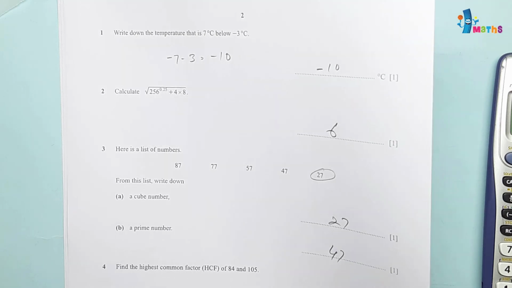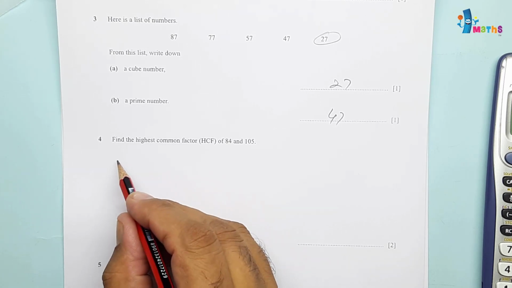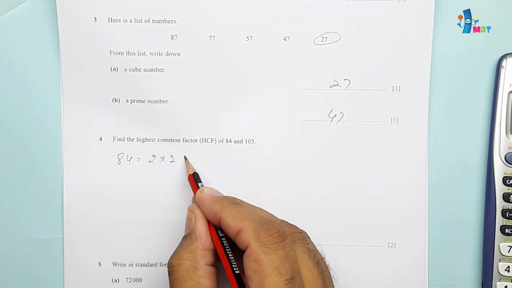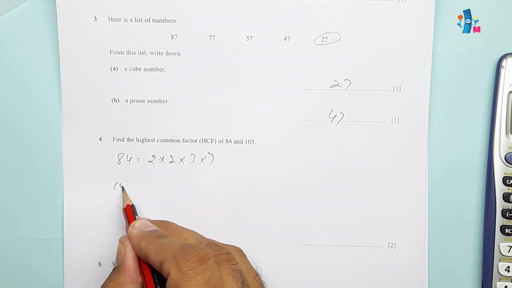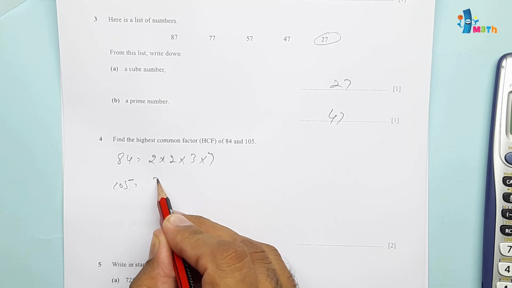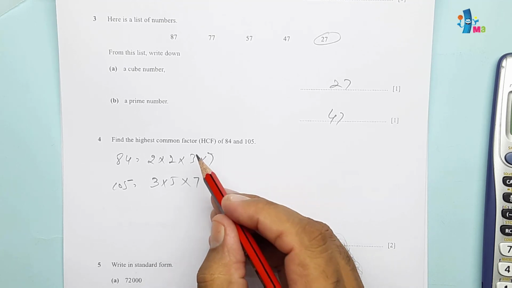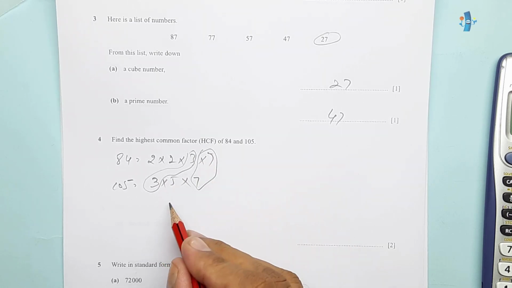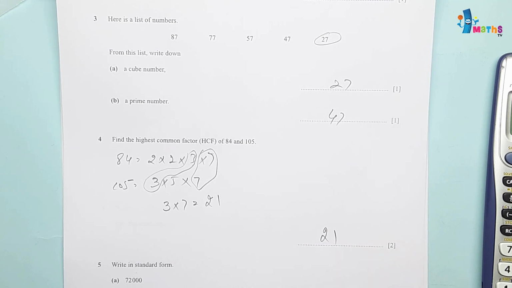Question number 4. Find the highest common factor, HCF, of 84 and 105. So the factors of 84 will be 2 into 2, 4 into 3 into 7. These will be the factors of 84, and the factors of 105 will be 3 into 5 into 7. So we can see these are the common factors. So this will be 3 into 7. This will be the highest common factor, which is 21.